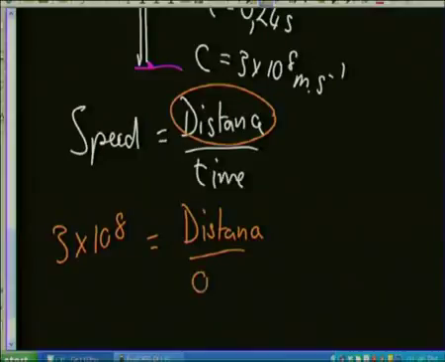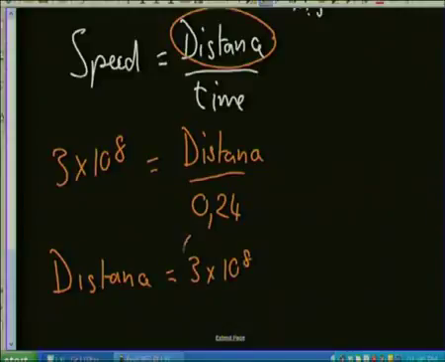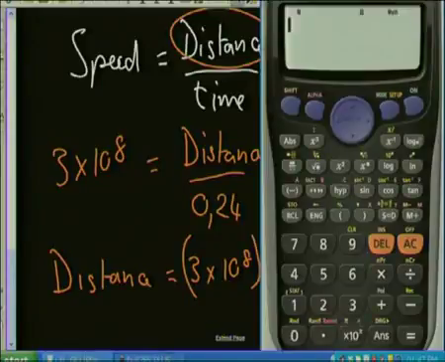The time was 0,24 seconds. So now if I want to get distance on its own, I get my marks for substitution. I can say that distance is equal to the speed, 3 × 10⁸ meters per second, multiplied by the time, 0,24 seconds. So let's put that onto the calculator and let's work it out.